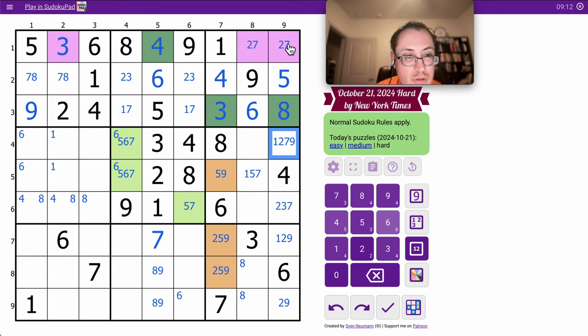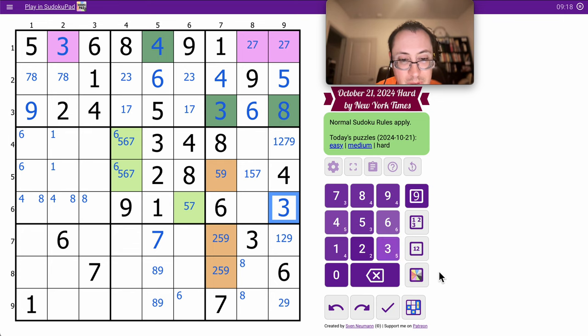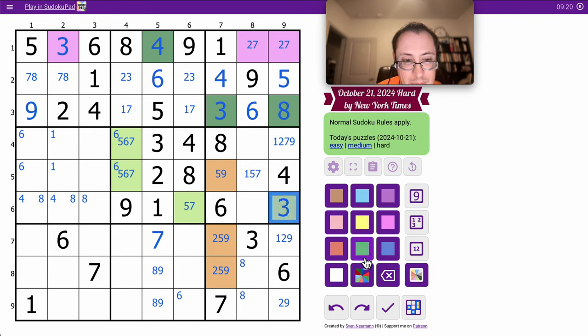End up with this configuration. Oh, that can't be 3, or this. This or this. I end up with a hidden 3 in column 9. That's convenient. So one of those two ends up being a 3 in row 5, region 4.